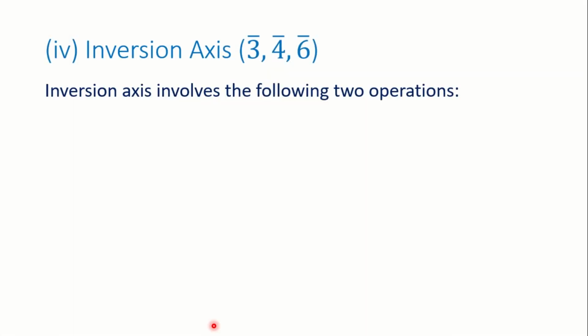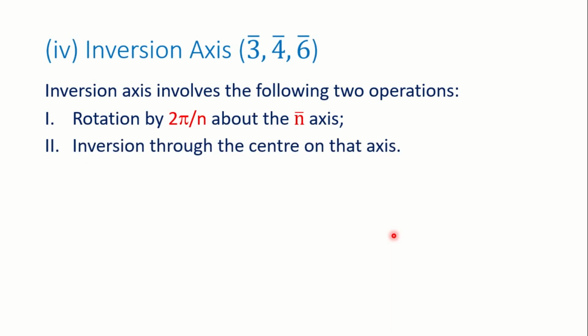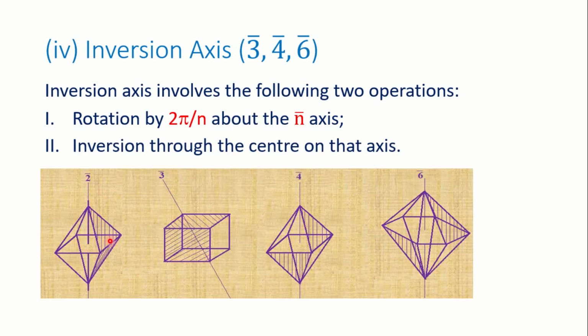Okay. Now the inversion axes, 3 bar, 4 bar and 6 bar. It involves 2 steps. The first step is rotation by 2 pi by n about the n bar axis, and secondly inversion through the center on that same axis. Okay, look at this. This is 2 bar, actually the mirror plane. 2 bar is the mirror plane, we have already marked, and 1 bar is the center of symmetry.